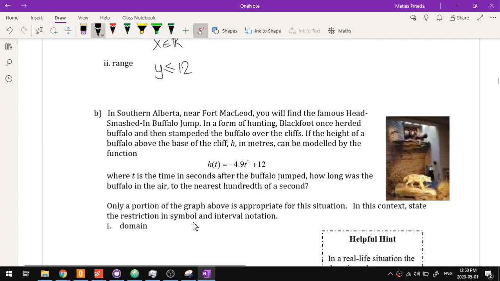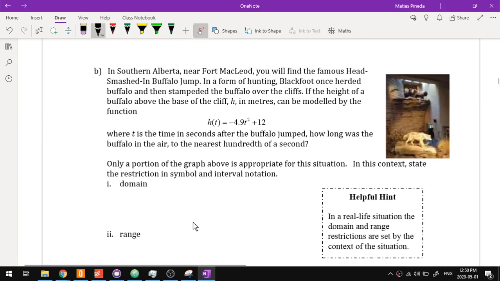In this context, in southern Alberta near Fort Macleod, you will find the famous Head-Smashed-In Buffalo Jump. In a form of hunting, the Blackfoot once herded buffalo and then stampeded them over the cliffs. If the height of a buffalo above the base of the cliff, h in meters, can be modeled by the function H of t equals -4.9 t squared plus 12, where t is the time in seconds after the buffalo jumped, how long was the buffalo in the air to the nearest 100th of a second?